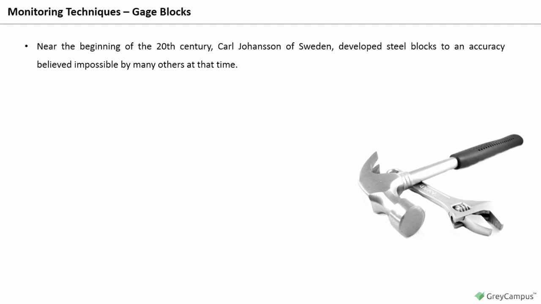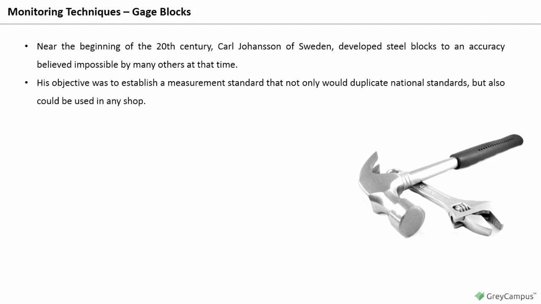Gauge blocks. Near the beginning of the 20th century, Carl Johansson of Sweden developed steel blocks to an accuracy believed impossible by many others at the time. His objective was to establish a measurement standard that not only would duplicate national standards, but also could be used in any shop. He was able to build gauge blocks to an accuracy within a few millionths of an inch.